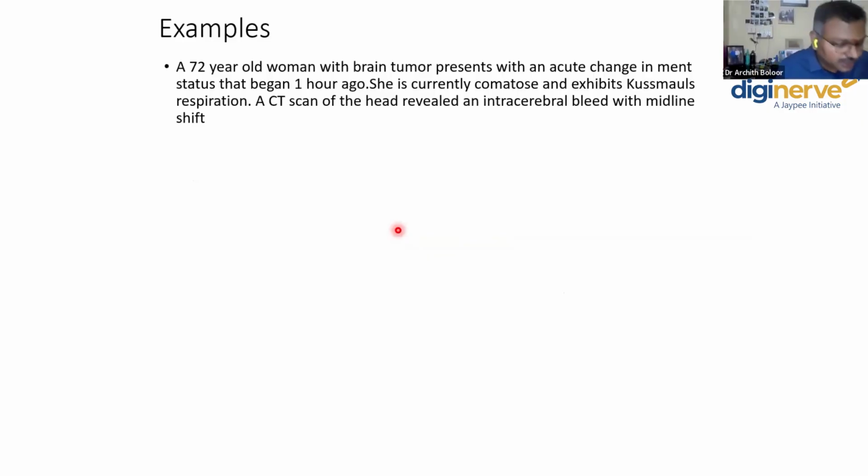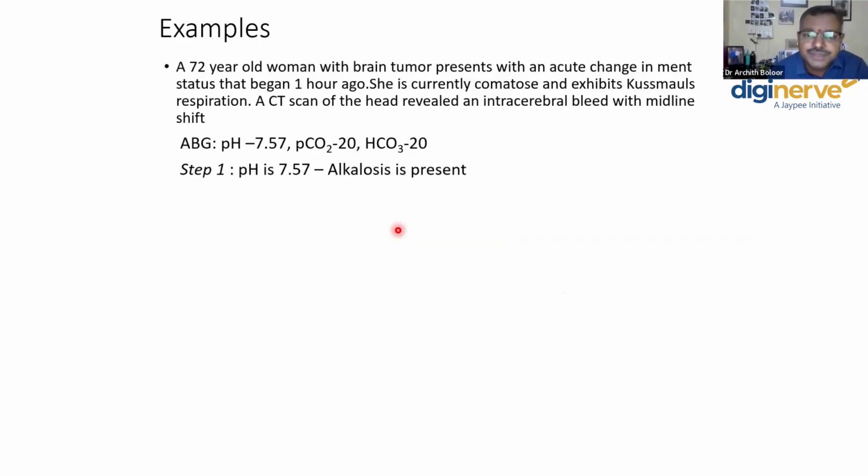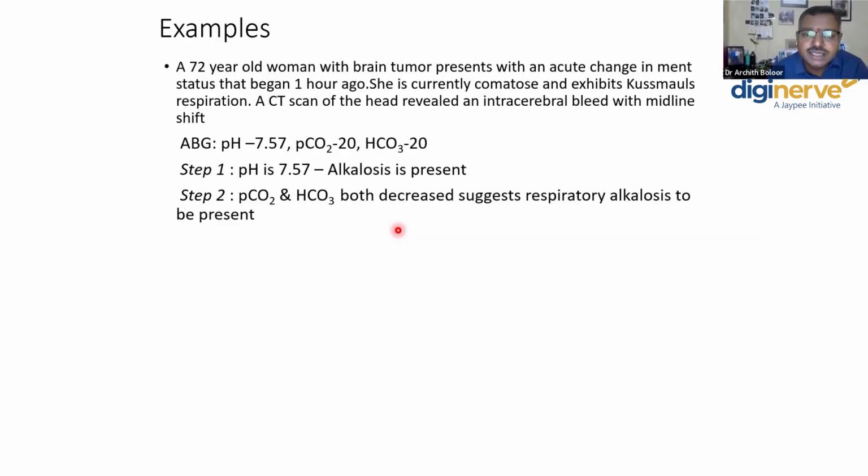Now here we have a 72-year-old woman who has a brain tumor and has now come with an acute change in mental status of 1 hour ago. She's comatose and exhibits Kussmaul breathing. CT is showing a bleed and a midline shift. So you know there is a higher center that is getting affected. Here the pH is 7.57, PCO2 is 20, HCO3 is 20. So you know it's alkalosis, that's the primary defect you're seeing. PCO2 and HCO3 are both suggestive of a respiratory alkalosis.